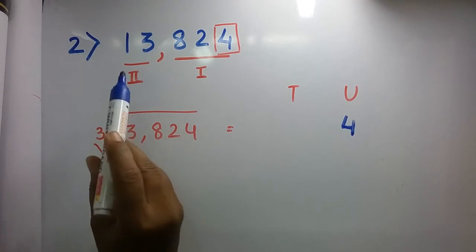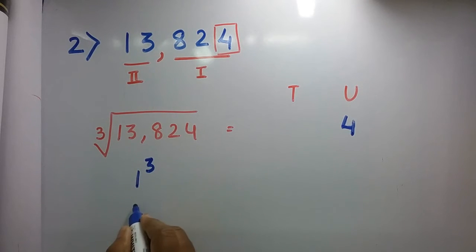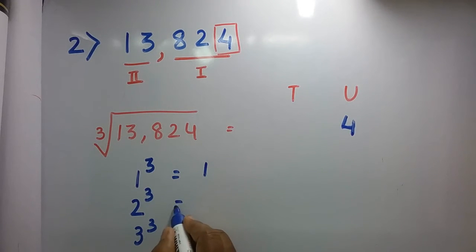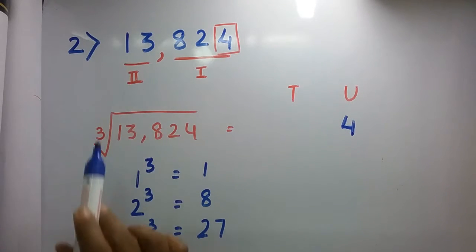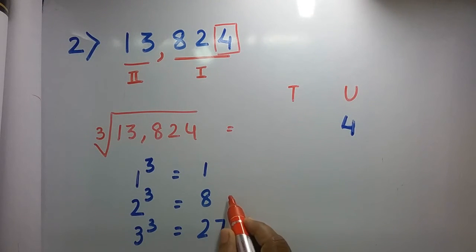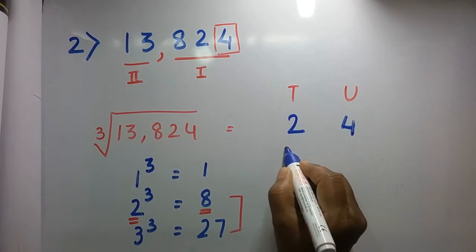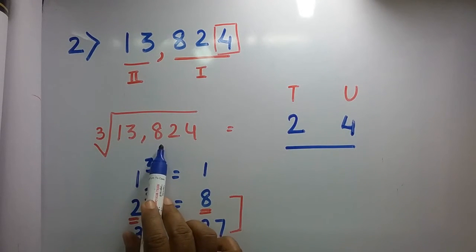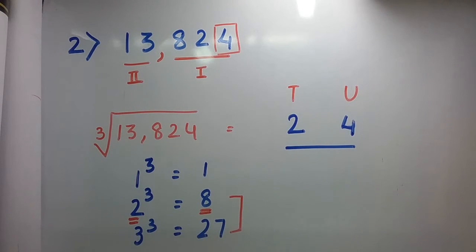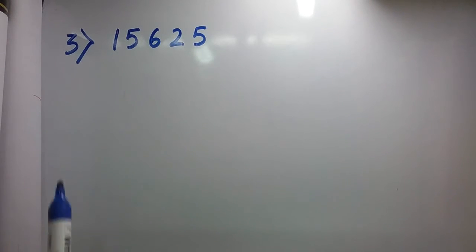And for the second part, you have to find out 1 cube, 2 cube, 3 cube. 1 cube is 1, 2 cube is 8, 3 cube is 27. Again this 13 is between 8 and 27. Out of them, 8 is smaller and it is the cube of 2. So in the tens place, you'll get 2. So the cube root of 13,824 is 24.